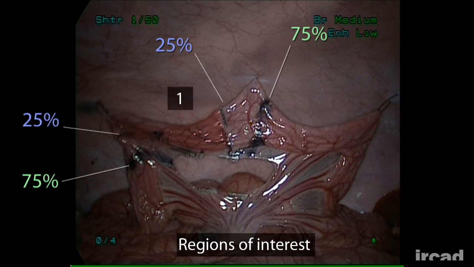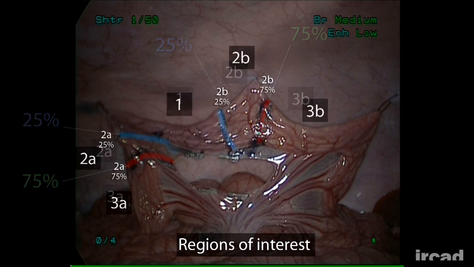Region of interest 1, the ischemic area. Regions of interest 2A and 2B, areas where perfusion was dropping by 25% and 75%. Regions of interest 3A and 3B, reference areas where perfusion was maximal.